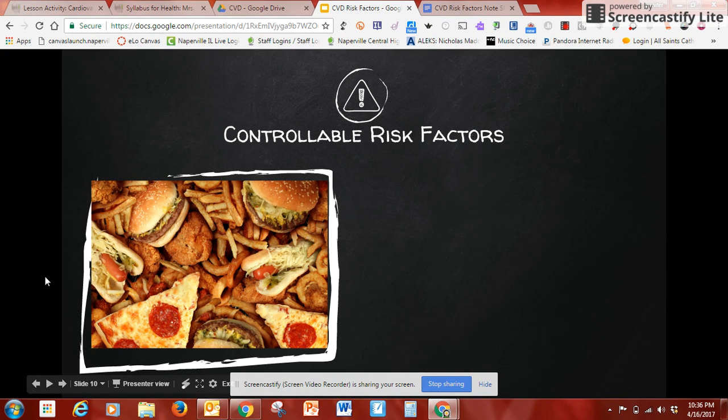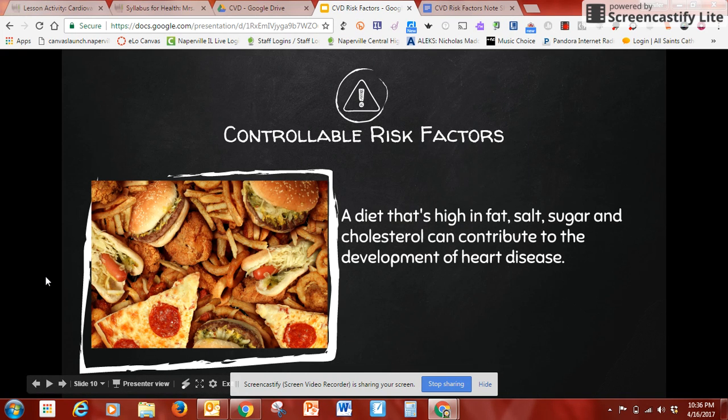Another controllable risk factor, you guessed it, has to do with your diet. A diet that is high in fat, salt, sugar, and cholesterol is going to contribute to the development of heart disease. And we're going to take a closer look at that when we start talking about nutrition.